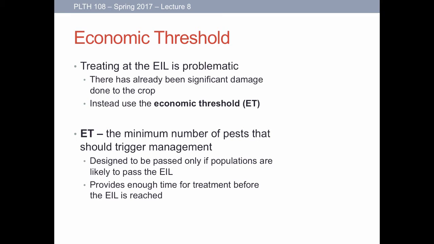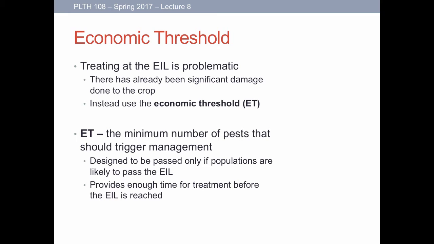So in addition to the economic injury level, we have the economic threshold. Economic injury level is generally a useful theoretical point. We don't want to go above it, and we don't want to go too far below it. We want to treat right around the economic injury level. But from a practical viewpoint, it's a little bit tricky.